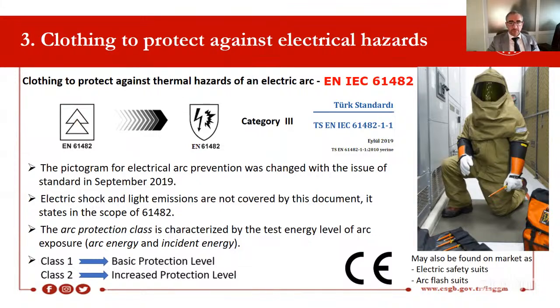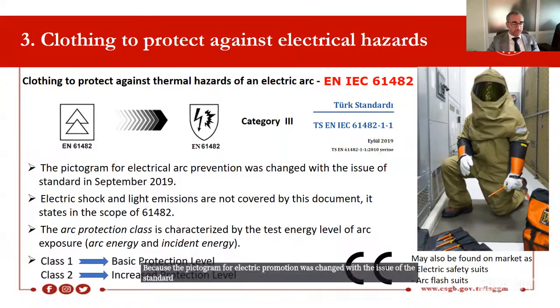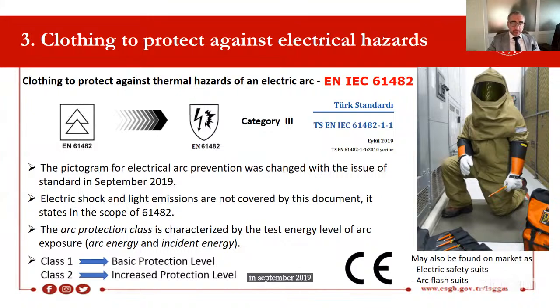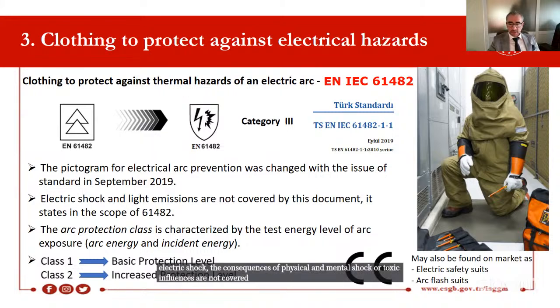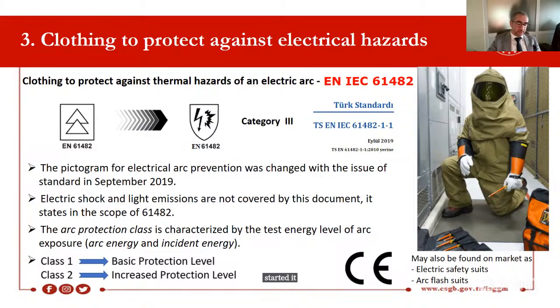The left was used before 2019 because the pictogram for electrical arc prevention was changed with the issue of the standard in September 2019. Electric shock and light emissions are not covered by this standard. More specifically, other effects than the thermal effects of an electric arc, like noise, light emissions, pressure rise, electric shock, the consequences of physical and mental shock or toxic influences are not covered by this standard. It's stated in the scope of this standard.